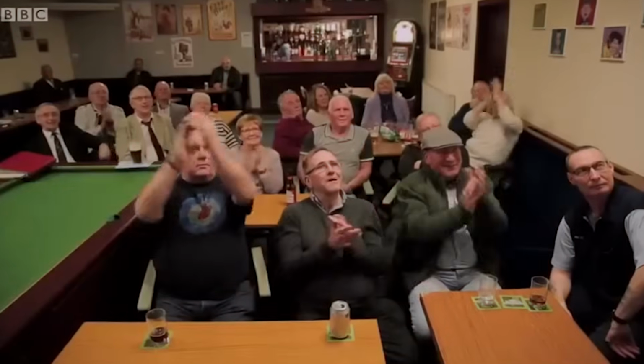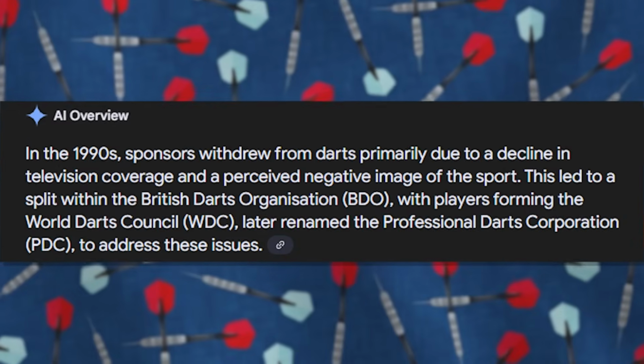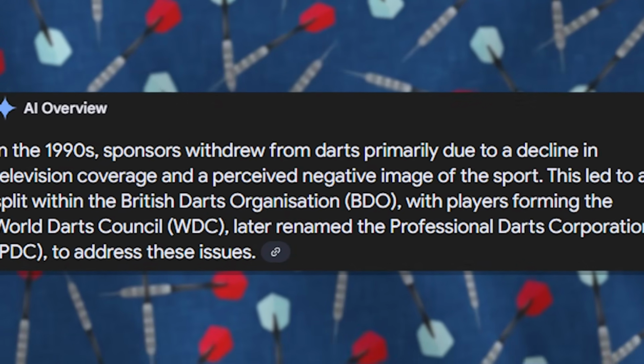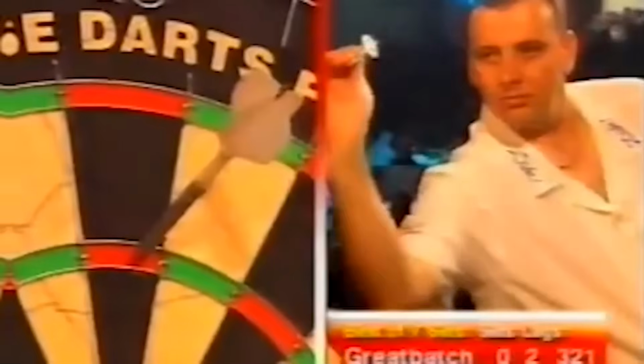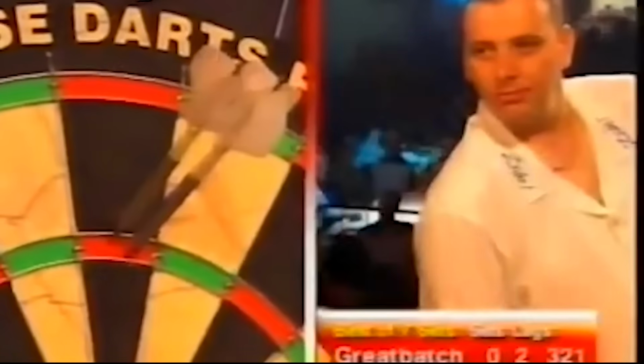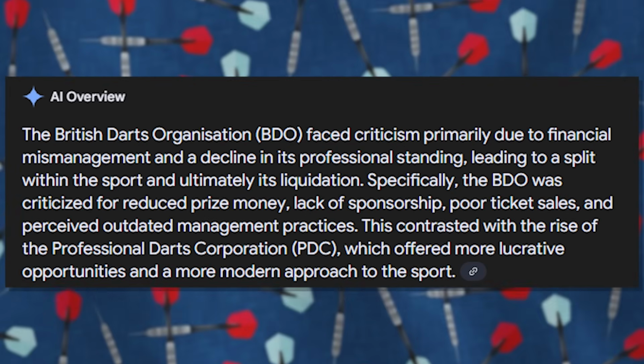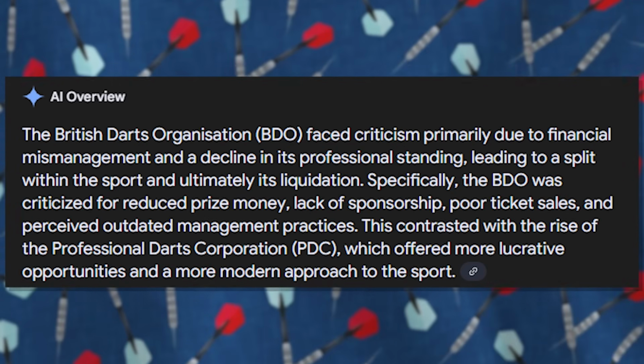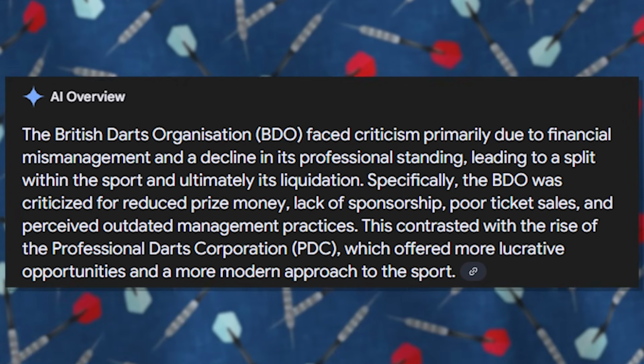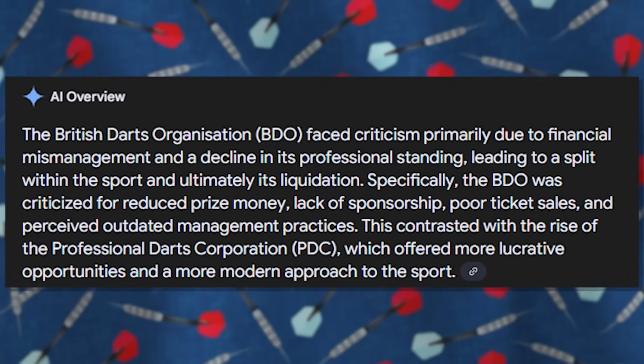The sport's television audience had fragmented, and sponsors withdrew due to falling viewership and perceptions of the sport as outdated and associated with smoking and alcohol. At the same time, professional players grew increasingly dissatisfied with the British Darts Organisation. The BDO was criticised for its limited prize money, inconsistent tournament schedules, and failure to adapt to the evolving media landscape.